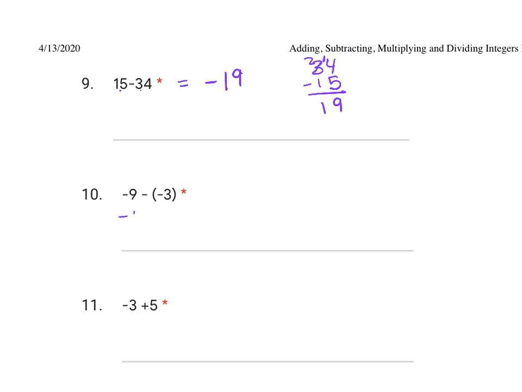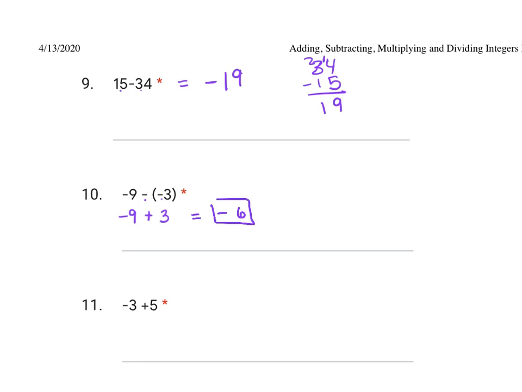On this one, I have negative 9 minus the negative 3. Well, minus the negative 3 is going to be plus 3. So now I have some negatives and some positives, and I'm adding them together. So are there more negatives or positives? There's more negatives, so my answer is going to be negative. I'm going to subtract in my head. So 9 minus 3 is 6. So my answer is negative 6.